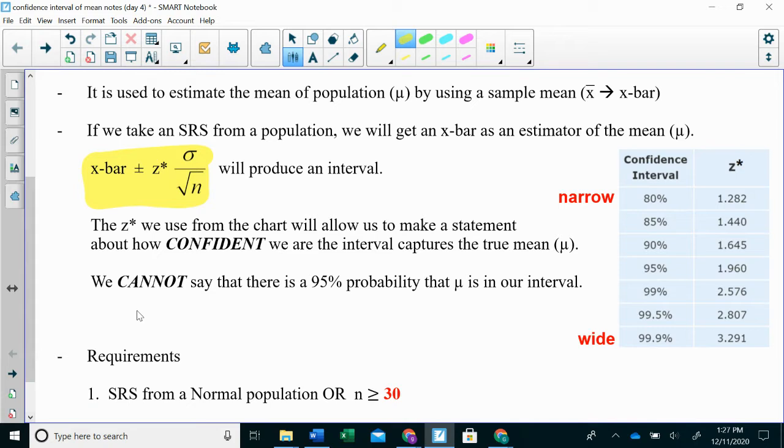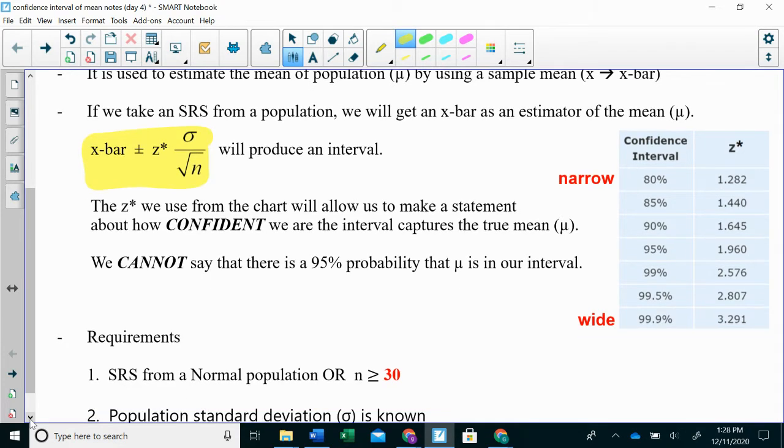What's important is we cannot say there is a 95% probability that the population mean is in our interval. We can just simply say how confident we are that it will be there. So it's a little weird, but just be careful that we cannot say anything dealing with 95% probability.